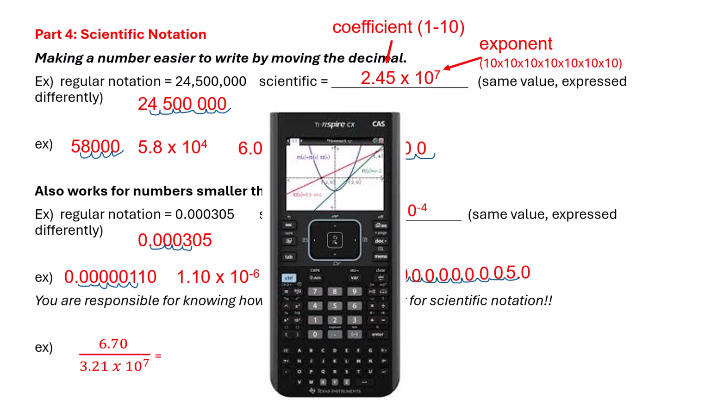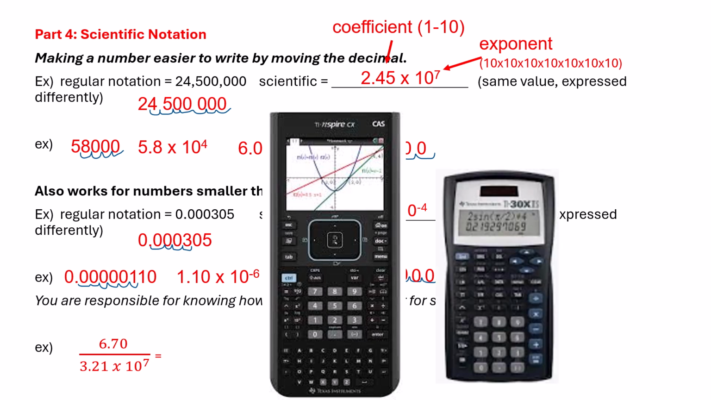So far everything's normal. But then we're going to use the EE key, which is down to the left here. And then we're going to put in the 7. Okay, so that would mean 3.21 times 10 to the 7th. It would show up on the calculator as 3.21E7, but it means times 10 to the 7th.